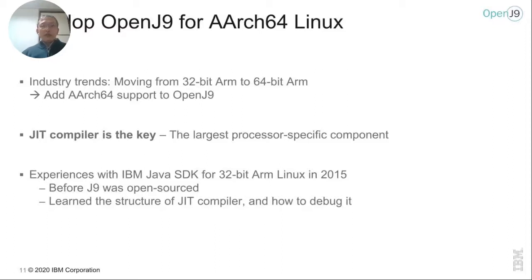In supporting the new processor in OpenJ9, the JIT compiler is the key component. Most of the other components in OpenJ9 are written in C and C++, and you can just run compilers for the target systems to build those components. But the JIT compiler is a compiler. It needs to generate instructions for the target processor. And I will explain what the JIT compiler does later.